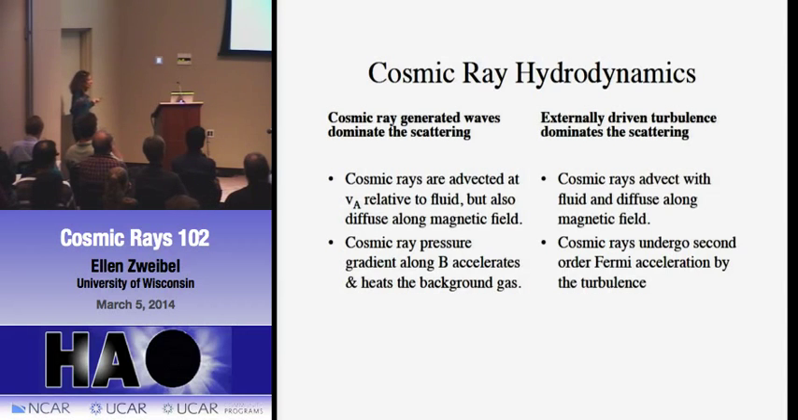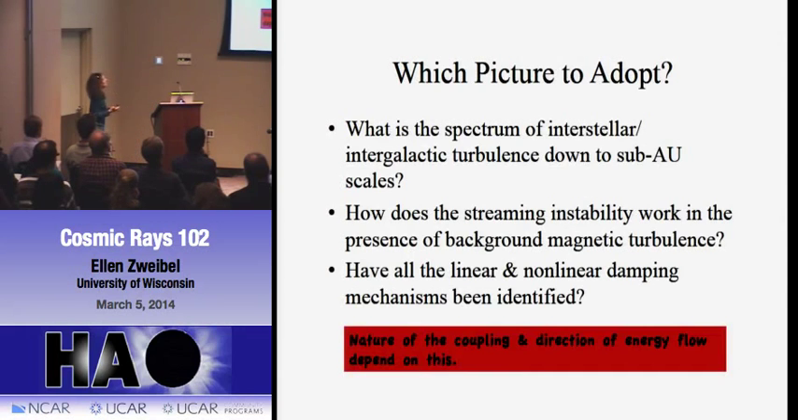But there's more than one source of turbulence in the universe, and if externally driven turbulence dominates, then the cosmic rays still advect with the fluid and diffuse along the magnetic field, but instead of giving energy to the background medium, they take energy from it through the second order Fermi process. So which of these pictures is correct? And that depends on a lot of things.